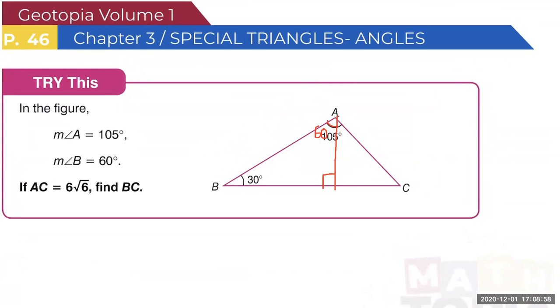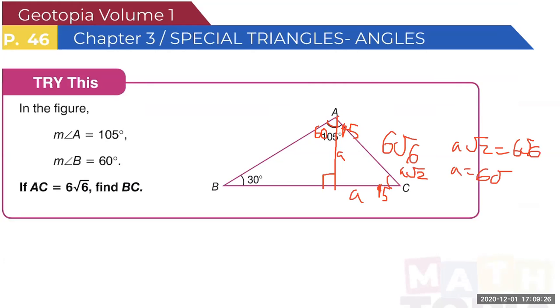This means it would be 45 on this side. Ooh, we have a 90, 45, 45 triangle, as well as a 30, 60, 90 triangle. These triangles, we know how to find the side lengths. So AC is equal to 6 root 6. This means A root 2 is equal to 6 root 6. What is A? So we divide each side by root 2, which is 6 root 3. Great. Yes. So 6 root 3, 6 root 3.